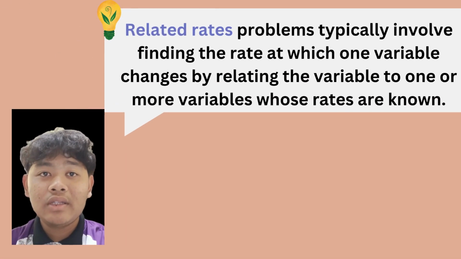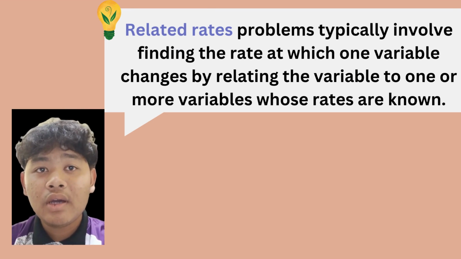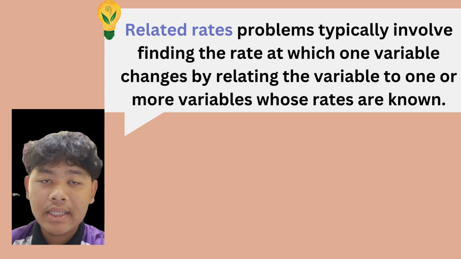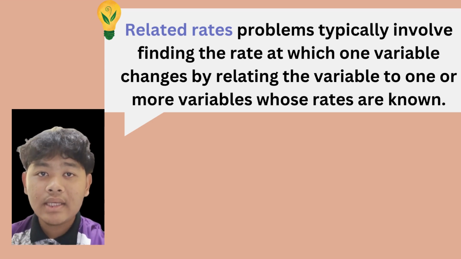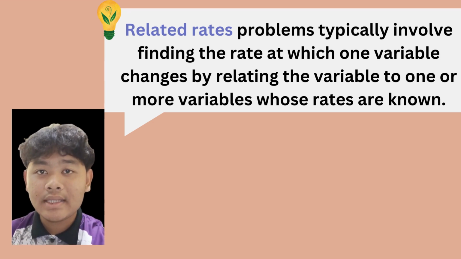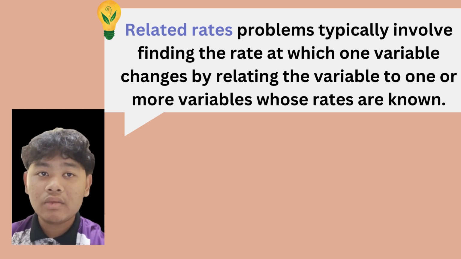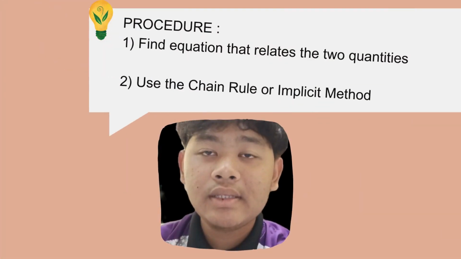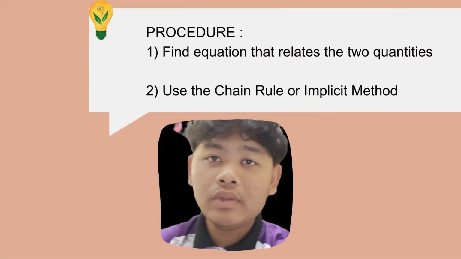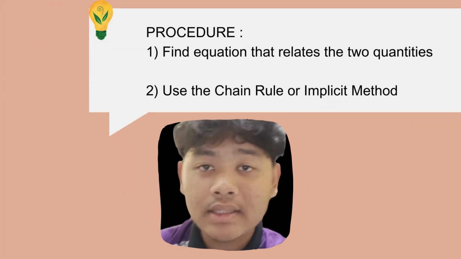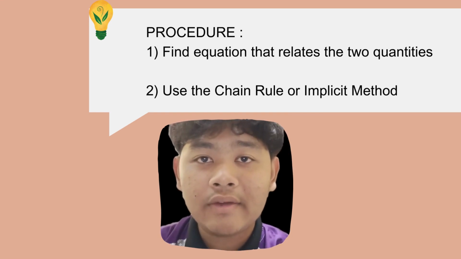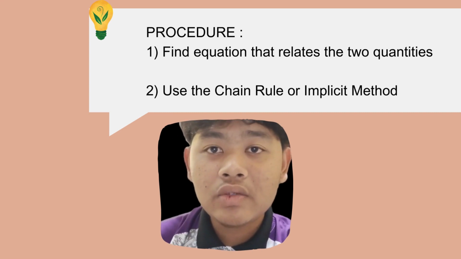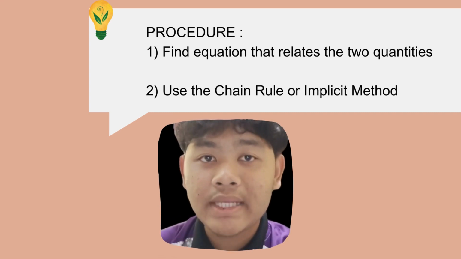Next, I'm going to tell you about related rates. Related rate problems typically involve finding the rate at which one variable changes by relating the variable to one or more variables whose rates are known. Procedure to do the related rates calculation. First, find an equation that relates the two quantities. Then you can use the chain rule or implicit method.